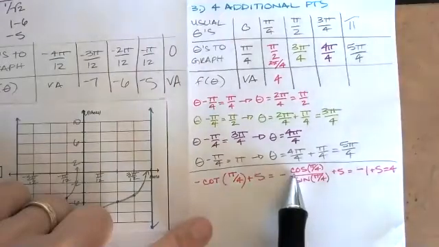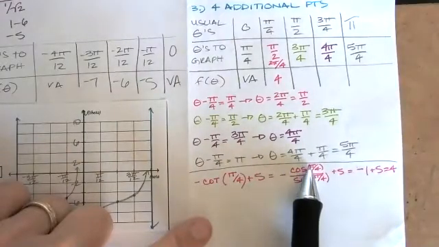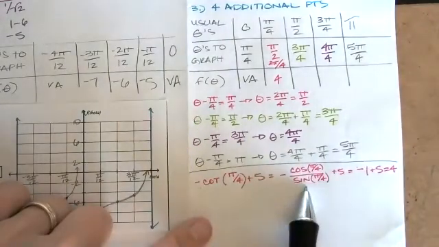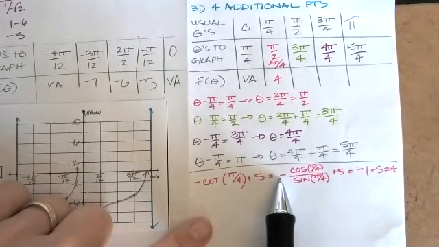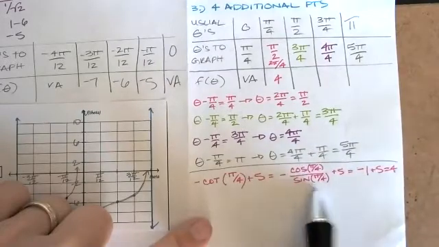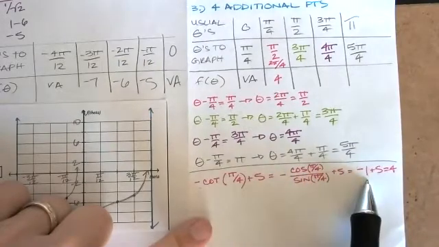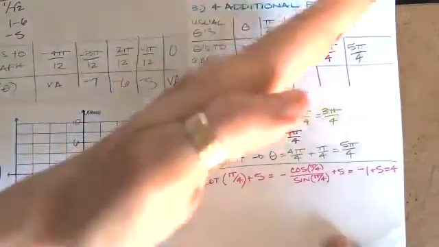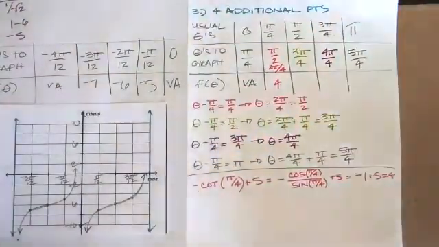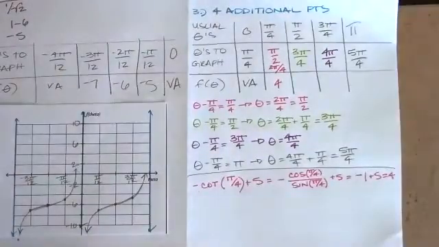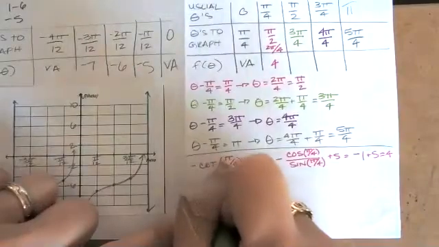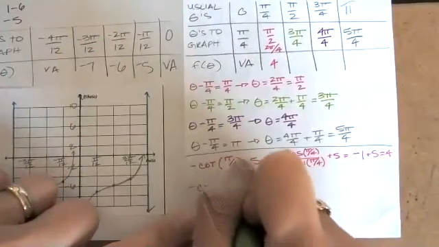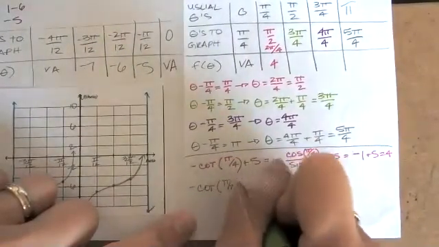Okay, so the x-coordinate of pi over 4 is 1 over root 2. The y-coordinate of pi over 4 is 1 over root 2. So that would be 1, and then the minus sign makes it negative 1. So pi over 4, remember, is this 45, 45, 90, so the x-coordinate and the y-coordinate are the same.